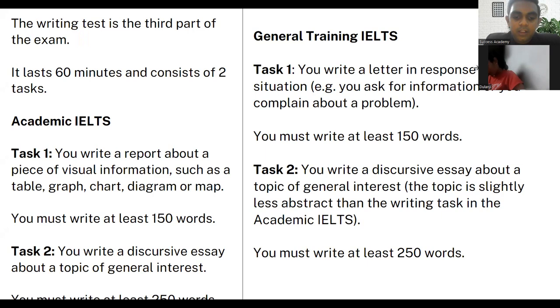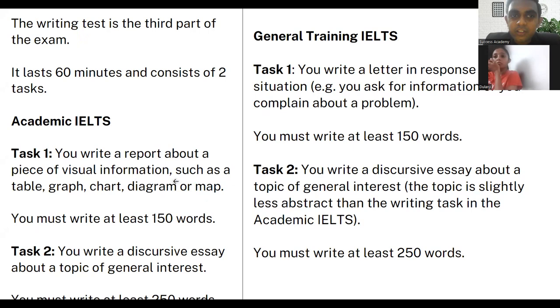Next one is lexical resources. Lexical resources means good vocabulary. Are you using synonyms? Are you using chart vocabulary? Are you using graph vocabulary? Are you using map-related vocabulary? So each of these different things have their own vocabulary. You need to be able to use them effectively. Grammatical range and accuracy. So is your grammar correct, right? Are you using complex sentences? Final one is called cohesion and coherence.